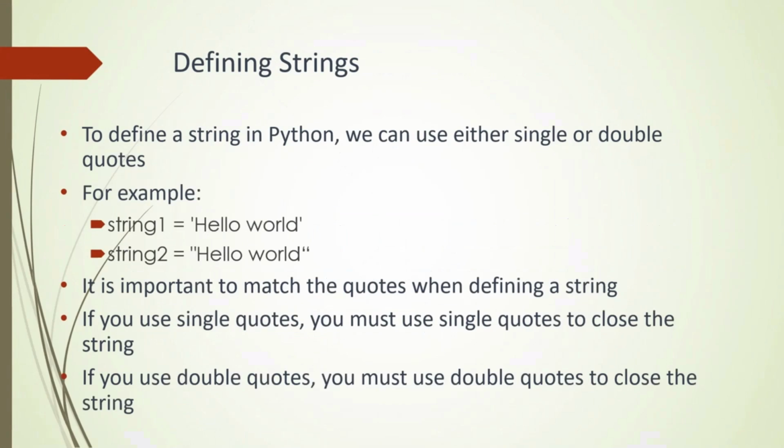To define a string in Python, we use either single or double quotes. For example, string 1 has been defined using single quotes, and string 2 has been defined using double quotes. It is important to match the quotes when defining a string. If you use a single quote to start the string, you must use a single quote to close the string. If you use a double quote to start the string, you must use double quotes to close the string. If you need to include a quote character within a string, you must use the other type of quote to define the string.